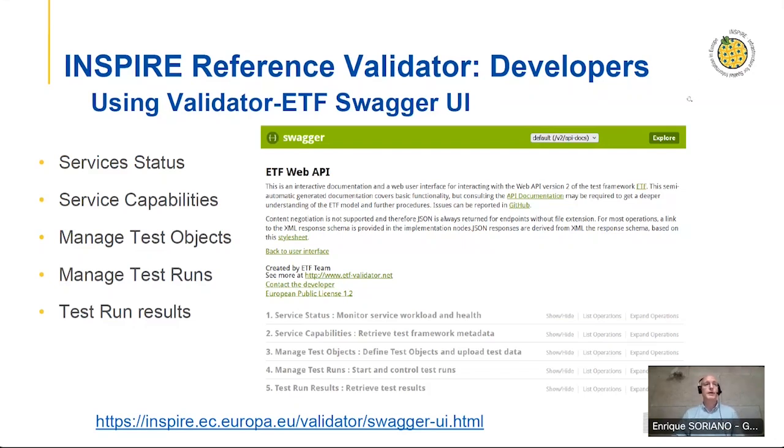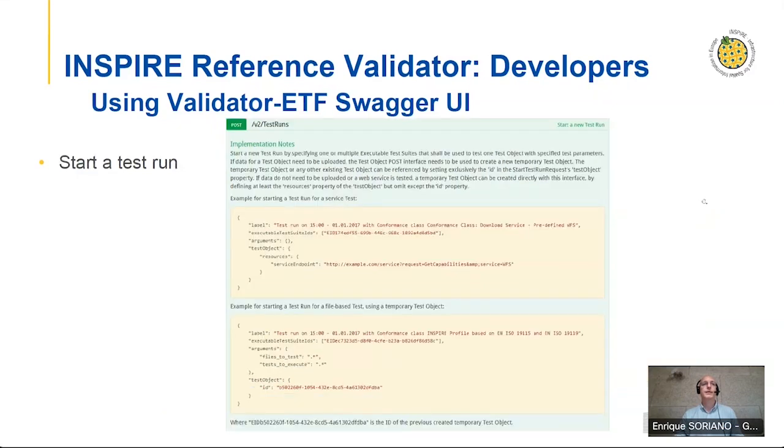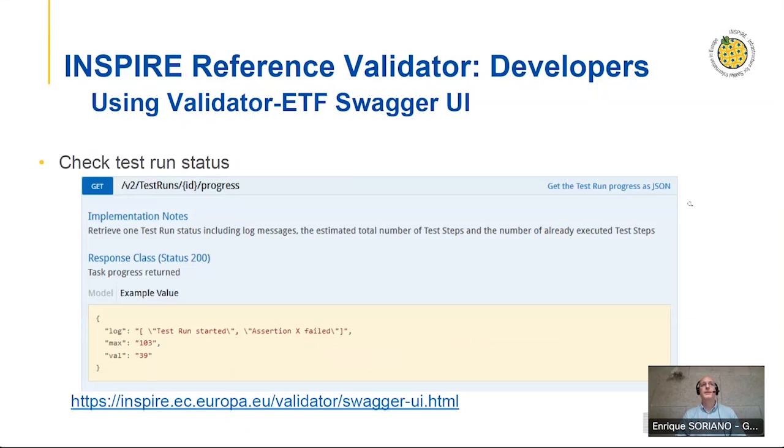As we said, there is a Swagger in place. We have already visited it, and there we have different calls that are relevant in order to create and run a test using the API. The first thing is to upload the resource. Here is the call that you need to do. It is exemplified in Swagger. Then once you have uploaded the resource, you have to start the test with that resource associated, and after that you can check the progress with the ID.